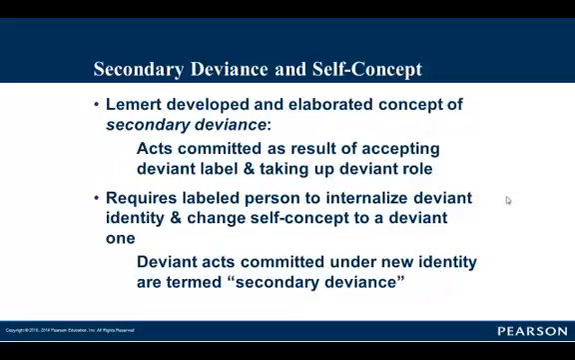If you remember when we talked about drift with delinquency, we said exactly the opposite of that. Middle class kids drifted in and out, and they were able to rationalize through those modes of adaptation. So this is just the flip side of that. As Lemert said, those deviant acts or behaviors committed under that new identity, the one you accepted, is what he calls secondary deviance.